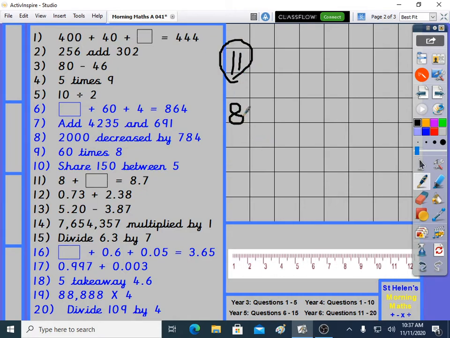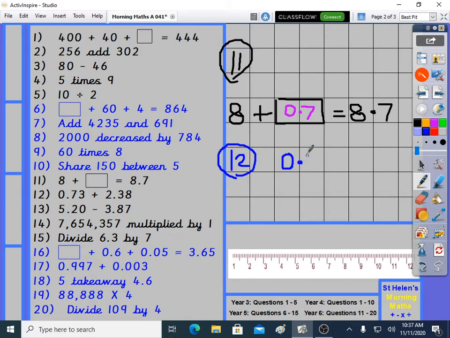8 plus something equals 8.7. Well, it's 0.7, isn't it? 8 plus 0.7 is what makes 8.7. We've done these enough times for you to be okay with this, I think. I really feel like after doing all this place value, if you've done 41 days of morning maths, you're really going to be understanding place value very well.